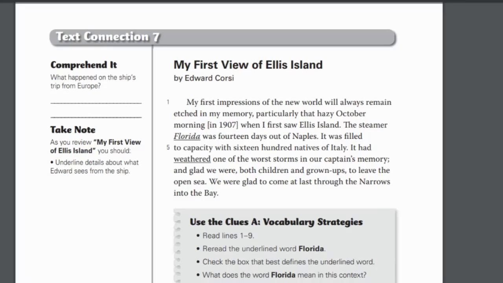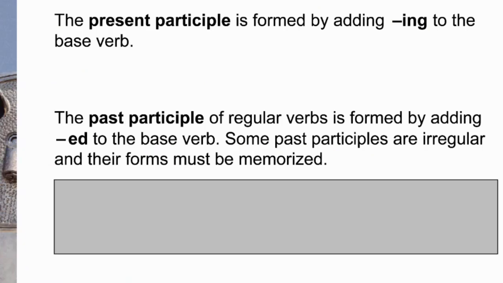We'll stay on these pages and do some grammar and usage review. Your goal here is to recognize participles and participial phrases acting as adjectives in text. All right, let's review. The present participle is formed by adding ing to the base verb. The past participle of regular verbs is formed by adding ed to the base verb. Some past participles are irregular and their forms must be memorized. For example, buy would be have bought, fly would be have flown, and see would be have seen.